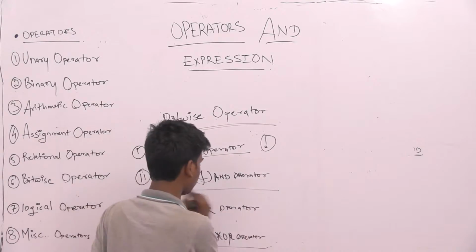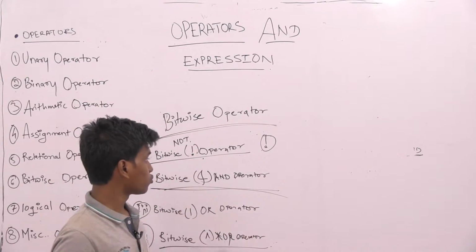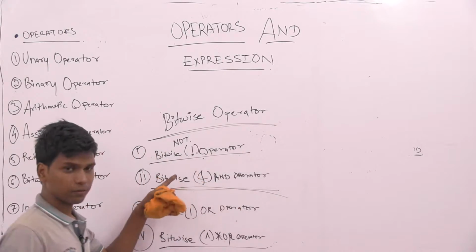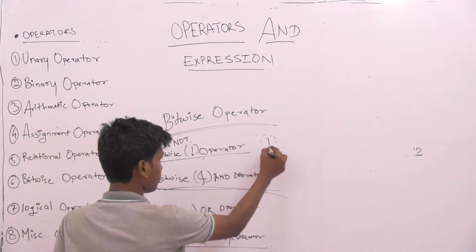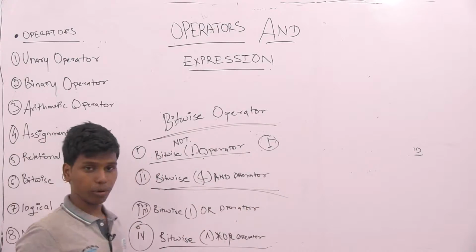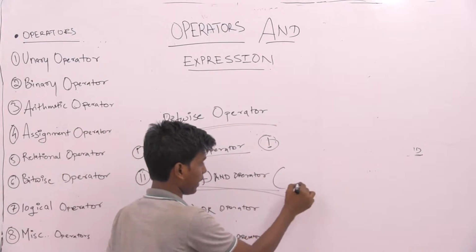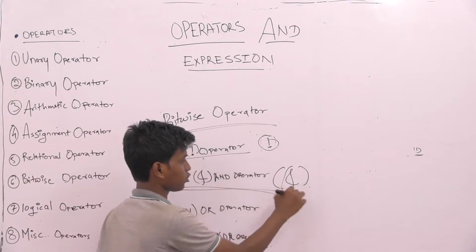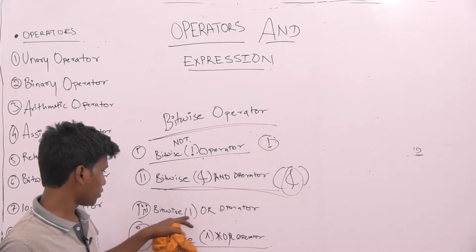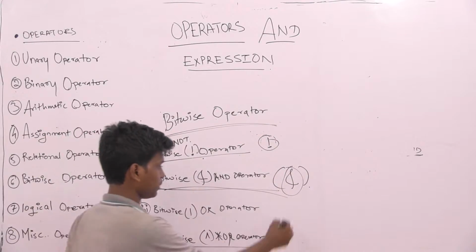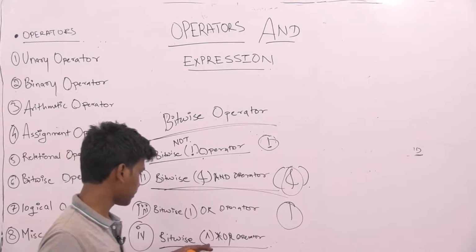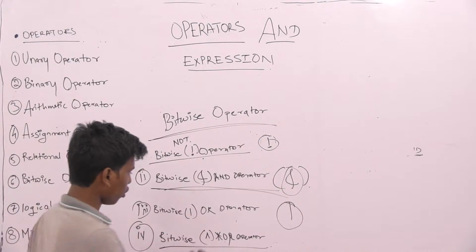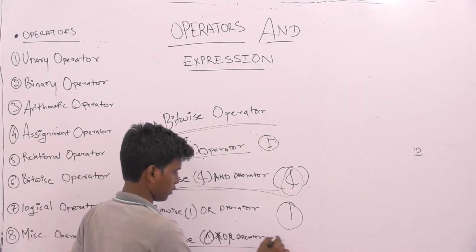Let's study about the bitwise and operator. Firstly, the bitwise not operator is represented as an exclamation mark. The bitwise and operator is represented by the ampersand. This is called ampersand. And the bitwise OR operator is represented by a straight slash. The bitwise XOR operator is represented by the caret, raised to.